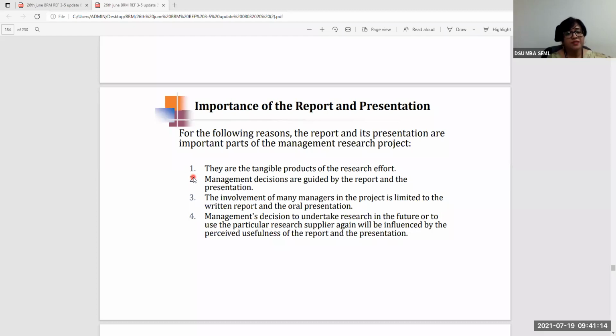And the onus or the responsibility of the presentation also lies upon the researcher or the team which is conducting the research, because they will have all the data, all the sources, all the materials which have been used in the research. So for the following reasons, the report and its presentation are important parts of the management research project.